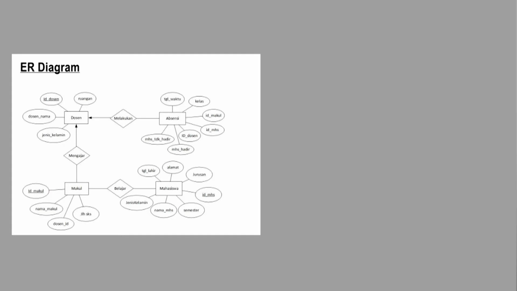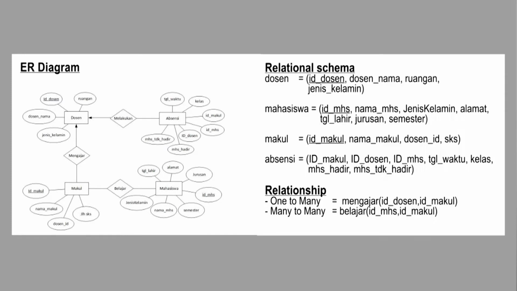In the ER diagram, they have docent, makul, absensi, and mahasiswa. In the relational schema, we need to make the four entities: docent, mahasiswa, makul, absensi. The field which is underlined is the primary key. Primary key is a special relational database table column designed to uniquely identify our table records.